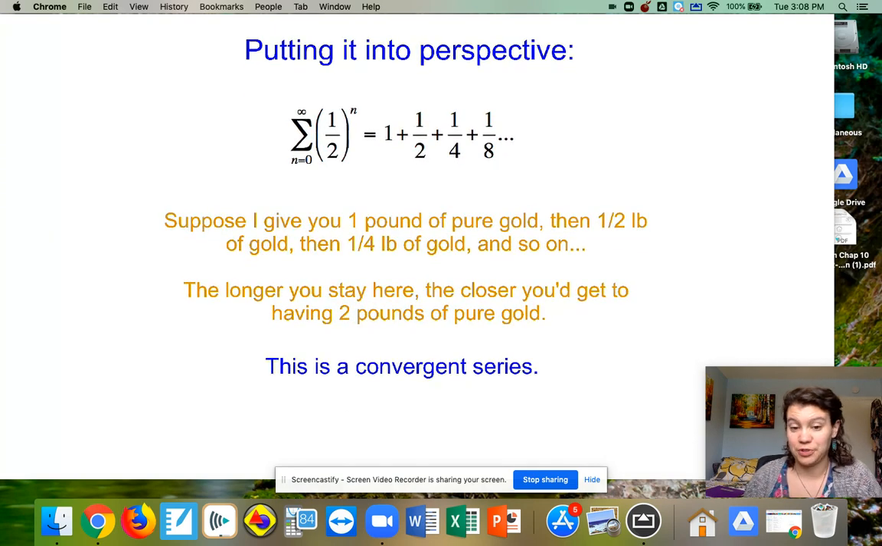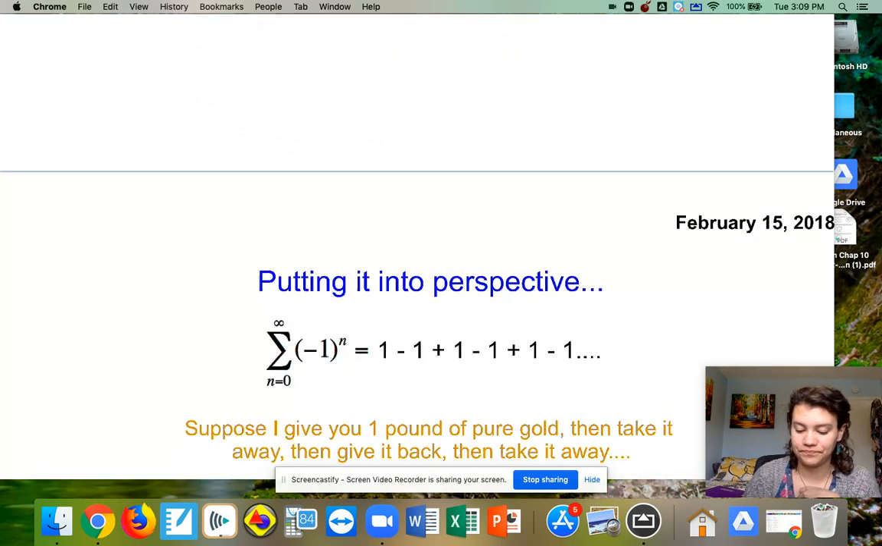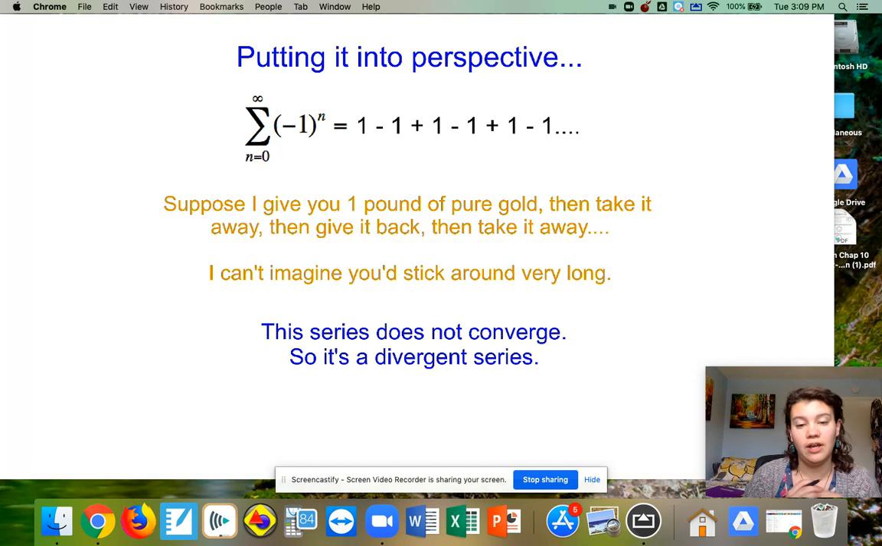To put it in perspective, suppose for the first one, I'm giving you a pound of gold, and then I give you half a pound, and then a quarter pound, etc. You'll probably stick around and end up getting more gold because you just keep gaining more. Versus this one, I give you a pound, I take it back. I give you a pound, I take it back. You're going to get sick of that real fast because you're not really getting anything out of it.